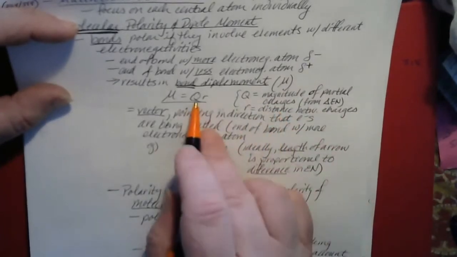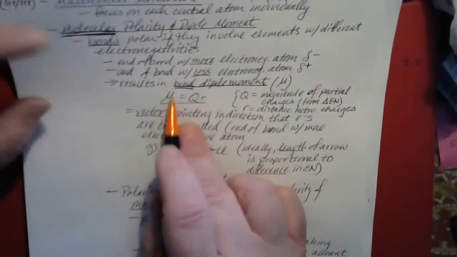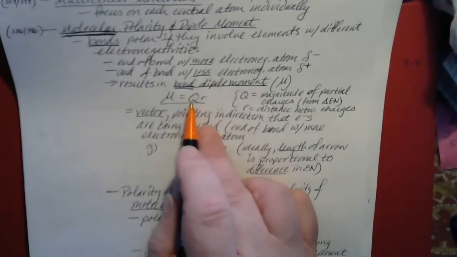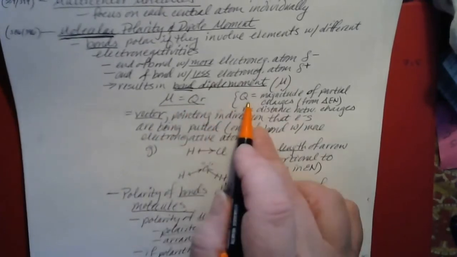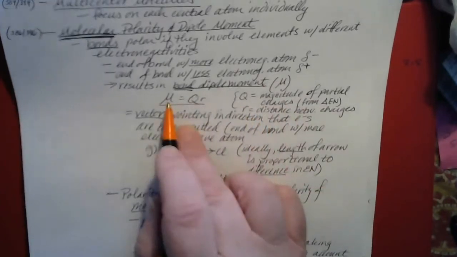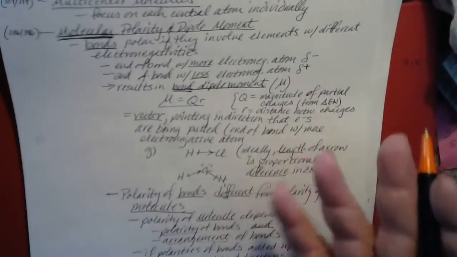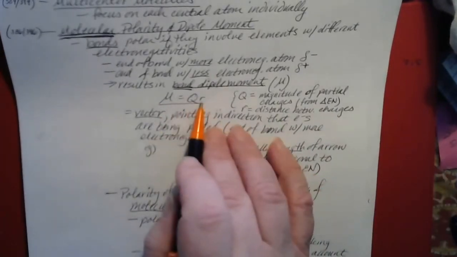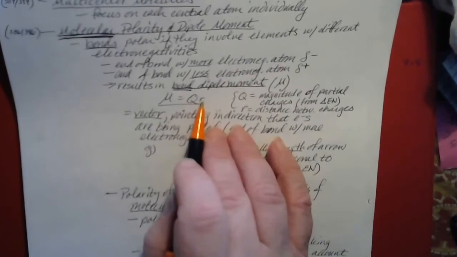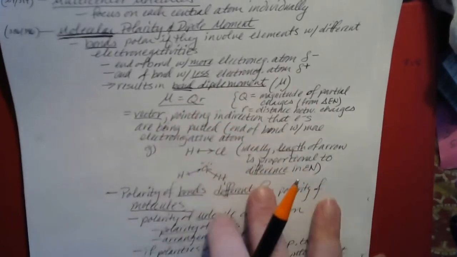And so you can tell by looking at this that the dipole moment will be greater if the difference in electronegativities is greater. So again, the greater the difference in electronegativities, the greater the dipole moment and the more polar the bond is. And it also tends to increase with distance between the charges, up to a limit anyway.